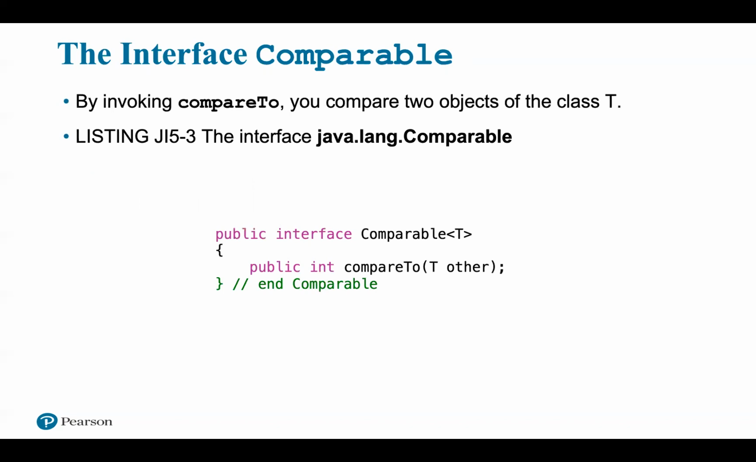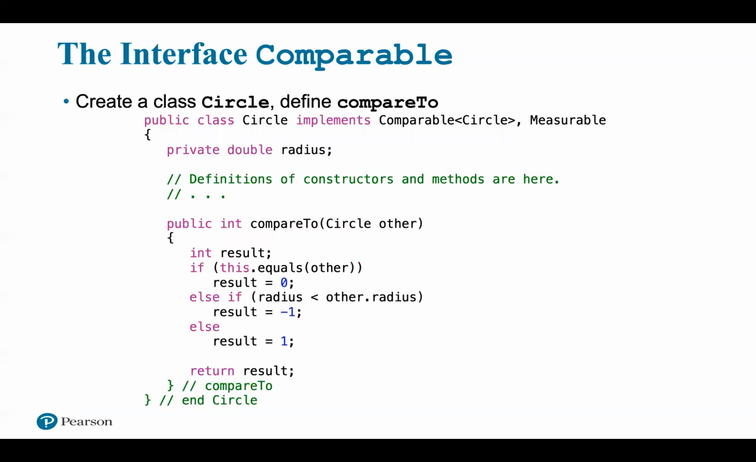All classes that define the method compareTo implement the standard interface Comparable, which is in the Java class library in the package java.lang. This interface, which is shown in Listing J5.1, uses a generic type T to represent the class that implements the interface. Thus, by invoking compareTo, you compare two objects of the class T, and we're showing that listing here.